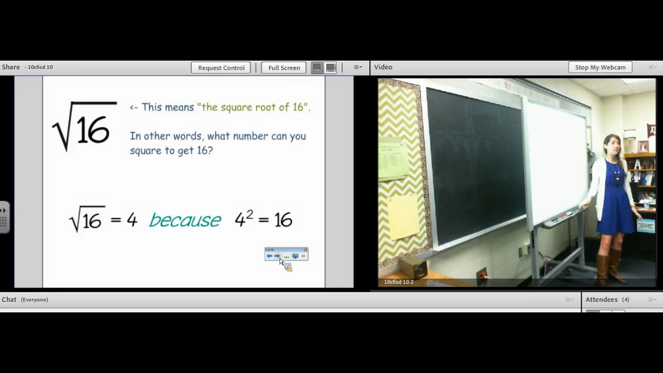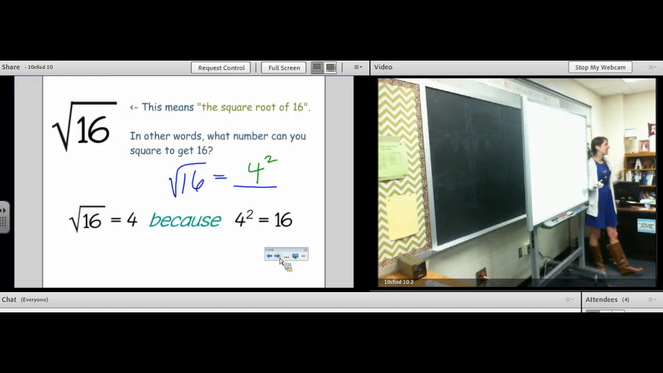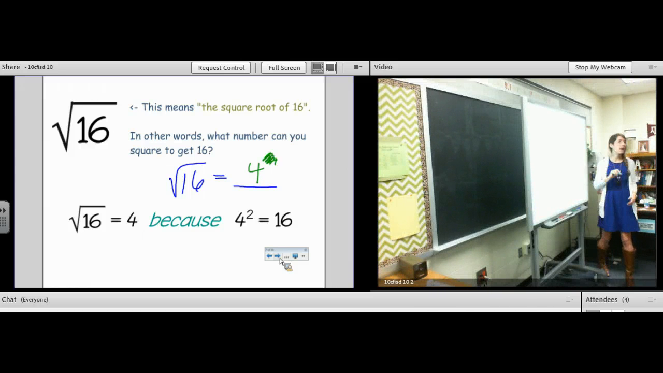Yep. Let me tell you what some people are going to do on their quiz next week. Because I love showing you what people do wrong so that you won't do it. But then some of you still do it. So the square root of 16 is 16, some people are going to write that on their quiz. Is that right? Can I mark that right? No. That's saying the square root of 16 is 16, and that doesn't make any sense. So you don't put squared on your answer. The square root of 16 is 4. Because 4 squared is 16.